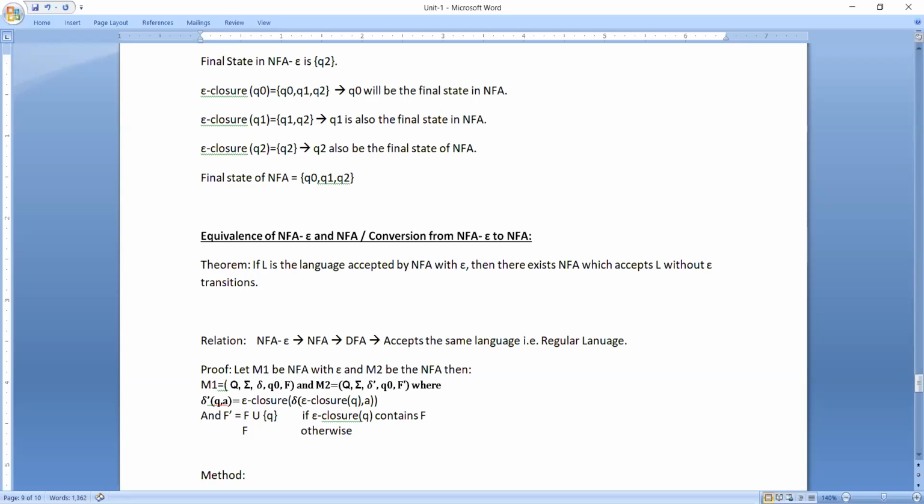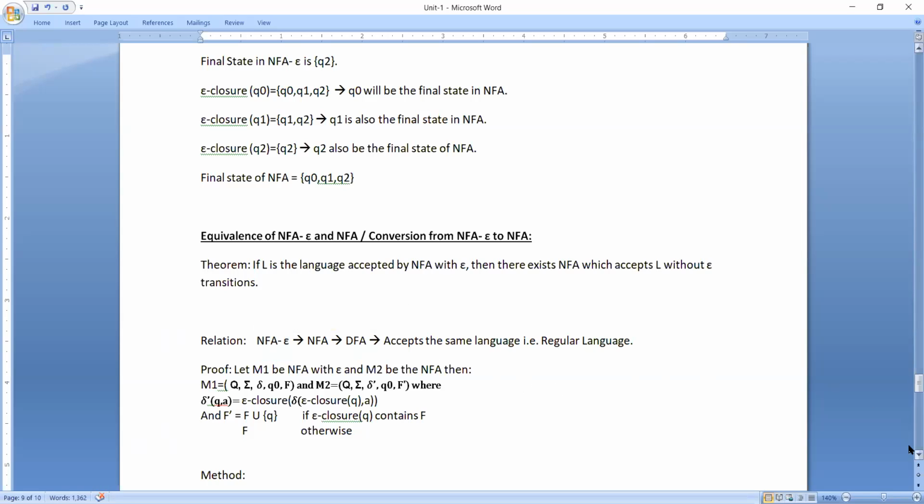That's the reason why you may get a question like: what is the automaton which accepts the regular language? The answer is that the automaton which accepts the regular language will be either a non-deterministic finite automaton with epsilon or without epsilon, or a deterministic finite automaton.